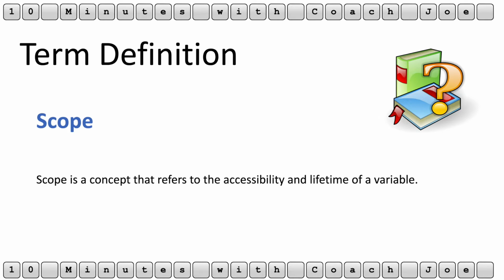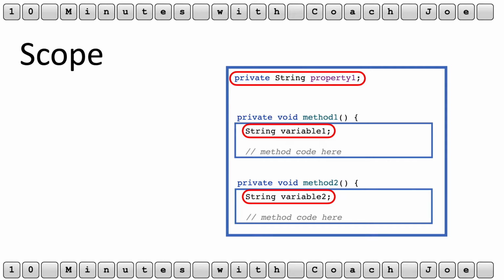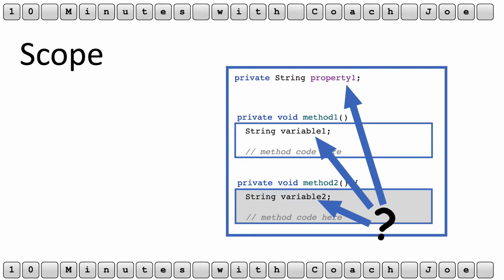Scope is a concept that refers to the accessibility and lifetime of a variable. Each code block can declare variables. Understanding scope will help know which code blocks can access which variables. Also, when certain code blocks have executed, their variables no longer exist in memory for other code blocks to access.